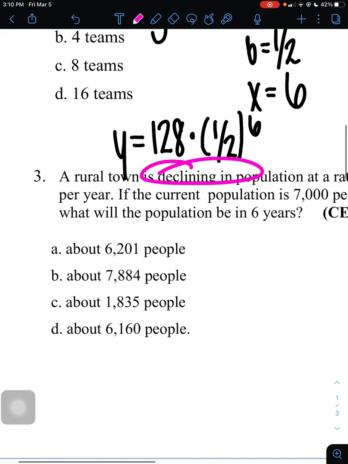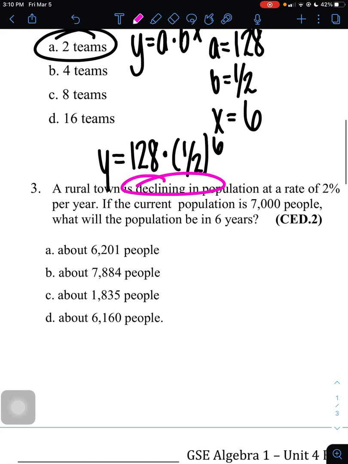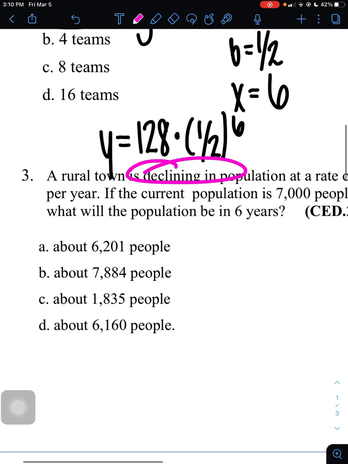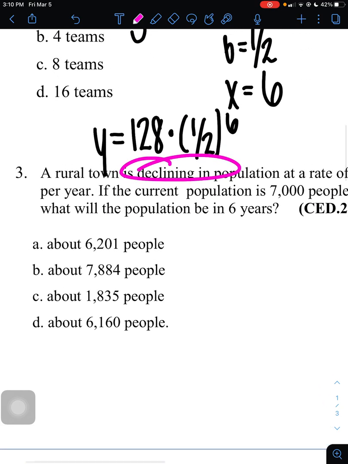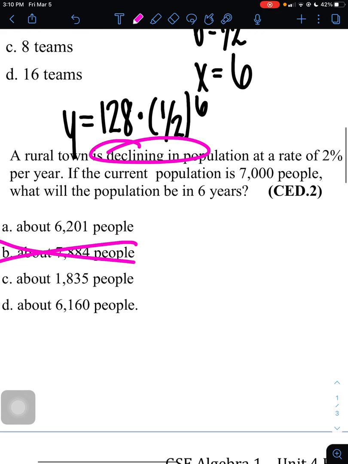Now, you guys, if I don't know anything about this class or anything about this exponential function, it says the town population is declining. If it started with 7,000 people, I need to make sure that however many people I have in 6 years is less than 7,000. So I should be able to mark out answer choice B just because it's greater than 7,000. And we already said our population is declining.